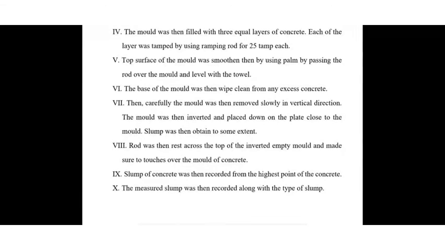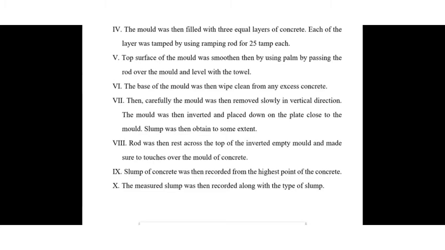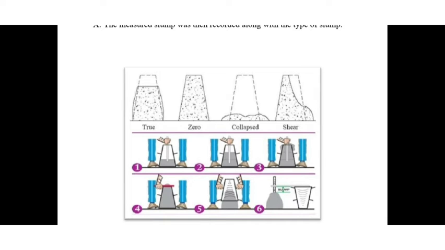The base of the mold is then wiped clean of any excess concrete. Then carefully the mold is removed slowly in a vertical direction. The mold is then inverted and placed down on the plate close to the concrete. The slump is then observed. The rod is then laid across the top of the inverted empty mold, making sure it touches the concrete. The slump of the concrete is then recorded from the highest point of the concrete, and the measured slump is recorded along with the type of slump. These are the types of slump: true slump, zero slump, collapse, and shear.